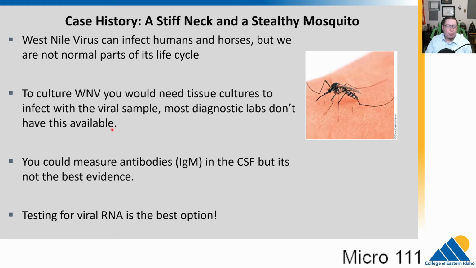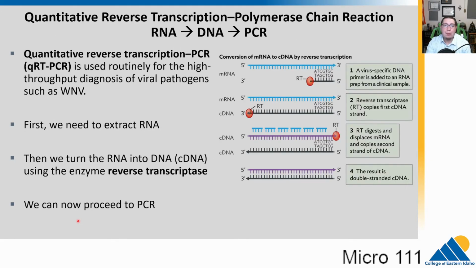We could also theoretically measure antibodies in the cerebrospinal fluid, but this isn't as good of evidence as that PCR positive. So we tested for viral RNA, but there's a problem here. PCR works on DNA, not RNA. So let's talk about this. We've mentioned this with COVID before.